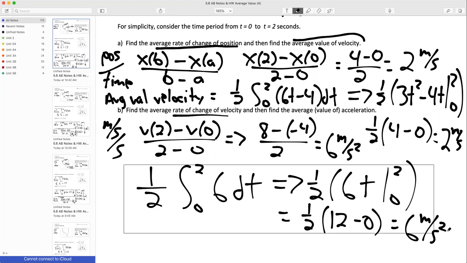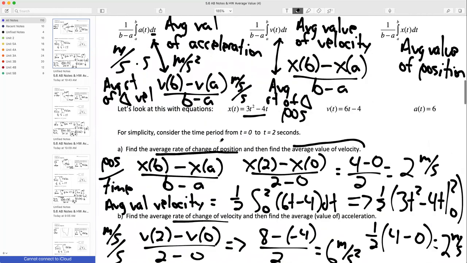So let me summarize what we just did. Okay, we have two different things. We're either finding the slope, the average rate of change, or we are finding the average value, where we do 1 over b minus a times the integral.